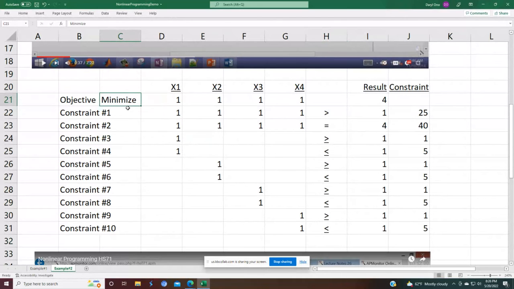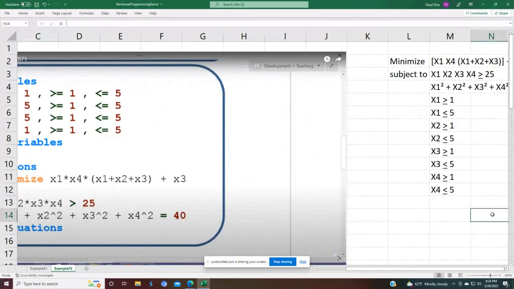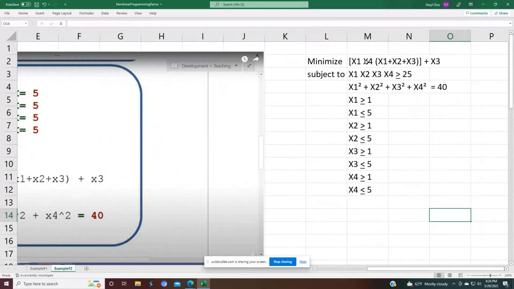So this is a minimization problem. Remember, this is a minimization problem. And again, here is as close as I can get to the algebraic form of the formulation. So x1 times x4 times left parentheses x1 plus x2 plus x3, right parentheses, plus x3. We want to minimize this objective function. Constraint number 1, x1 times x2 times x3 times x4 is greater than or equal to 25. x1 squared plus x2 squared plus x3 squared plus x4 squared is equal to 40. And for all of these, again, x1, x2, x3, x4 must be greater than or equal to 1, less than or equal to 5.